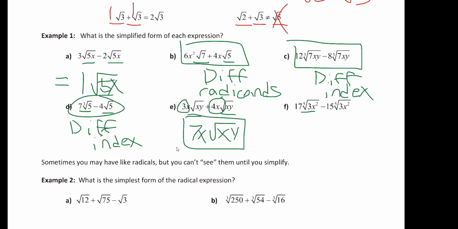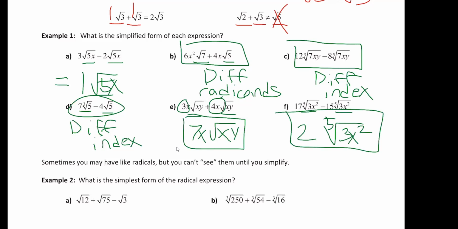Same with F, you have the same index and the same radicand, the same radical and the same stuff underneath. So 17 minus 15 would be 2, and then you still have a fifth root of 3x squared. When you're adding or subtracting, as long as you're able to do it, your radical part doesn't change at all. You just add or subtract what's in front. Sometimes you have to do some simplifying to get there, but when you're actually getting into the addition and subtraction part, it's pretty easy.